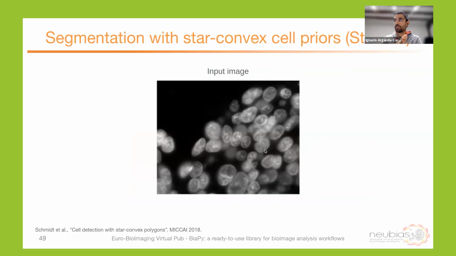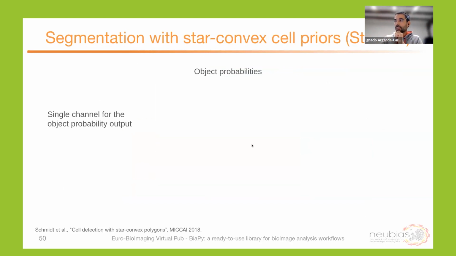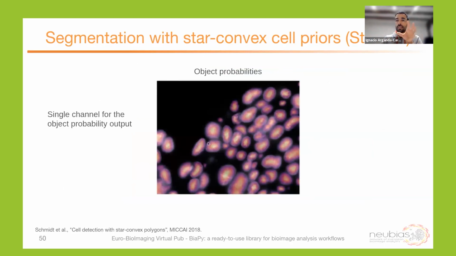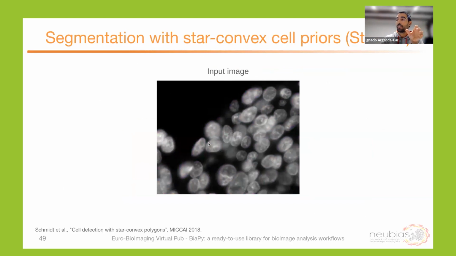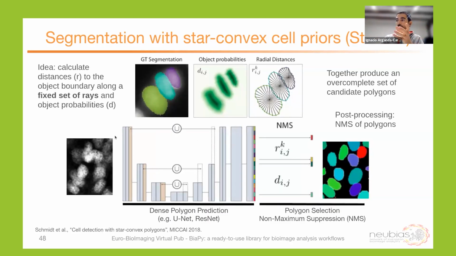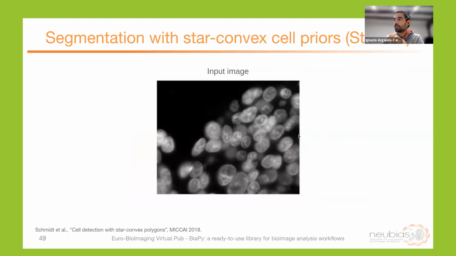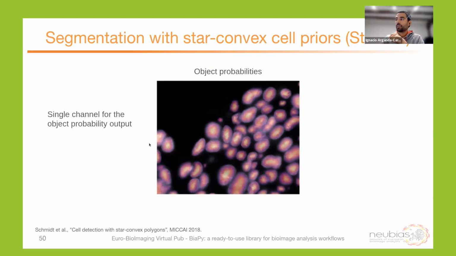Okay? Let's see an example. This is a very characteristic image. It's noisy, plenty of objects touching each other. So what the model does, and as you see, again, sorry, I didn't mention, but this is also a U-Net-like architecture. Okay, what they do is that they predict the object probabilities.